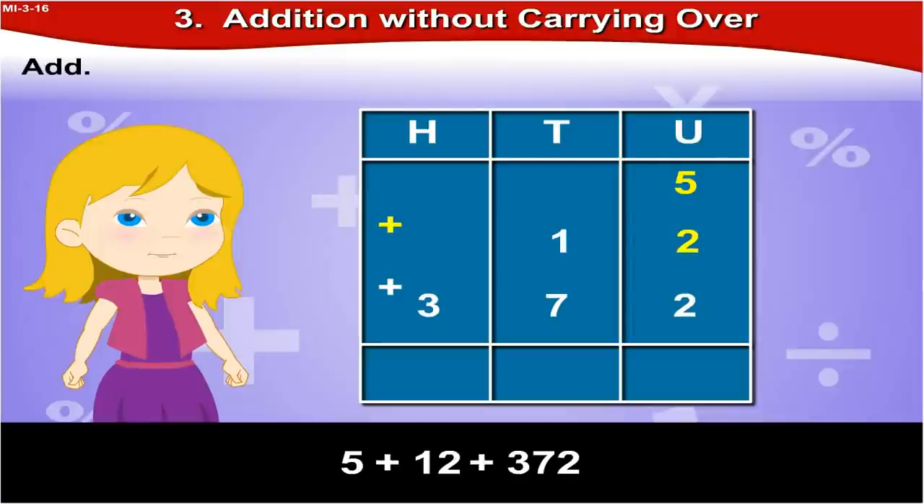5 units plus 2 units is 7 units, plus 2 units would be 9 units. 1 ten plus 7 tens is 8 tens. And in the hundreds column, we have 300. So it is 300, 8 tens, 9 units. So the answer would be 389.